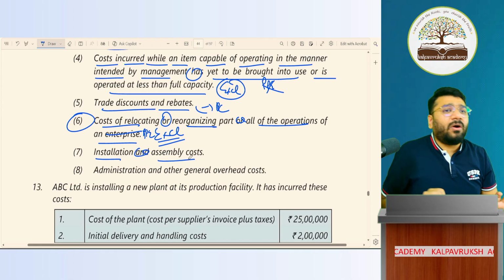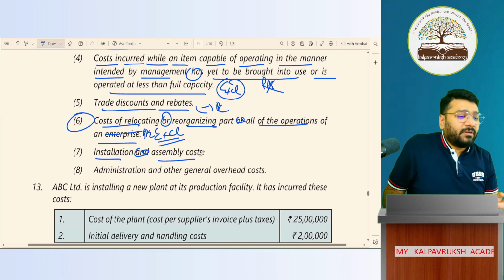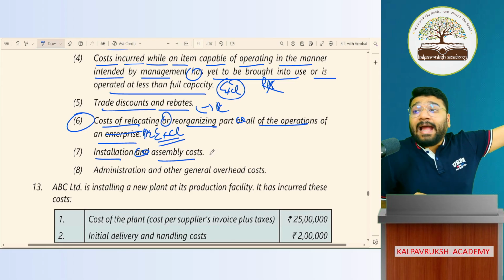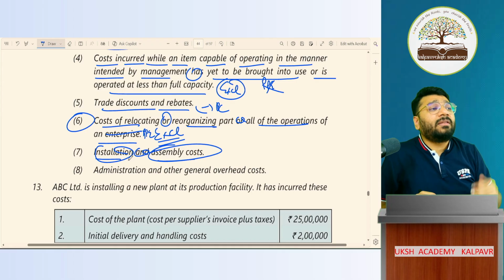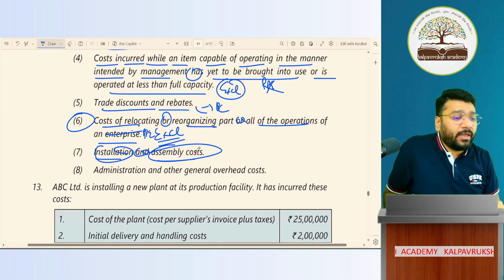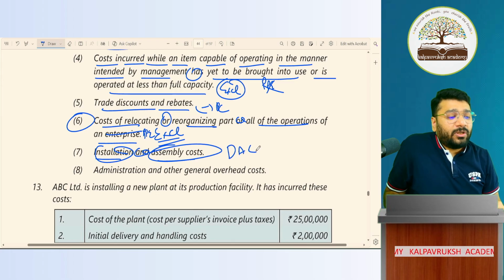Installation and assembly cost. Directly attributable cost. Without this, I cannot get the machinery ready for use. Okay, not okay? So this is your directly attributable cost.